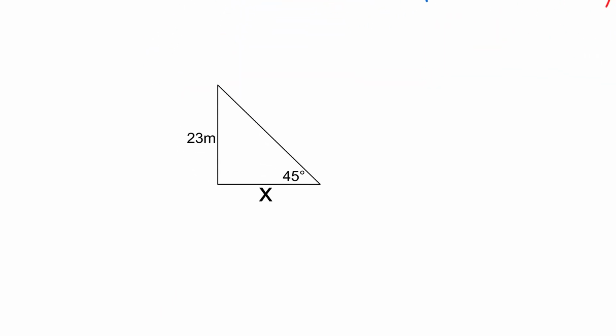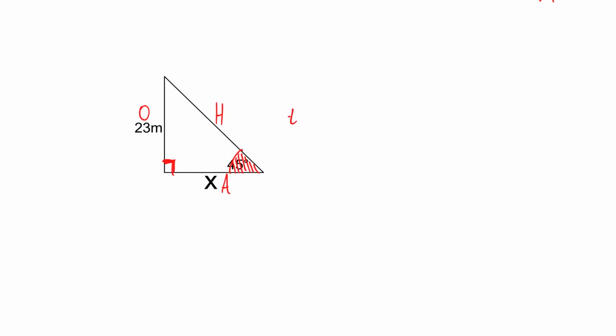Okay, on this last one here, all right, so here is the right angle. Here's the angle I'm going to be using. Which one's the H? The blank one, where's the A? X and the O? 23. All right, so the tangent of 45 degrees equals, how long is the opposite? 23 over how long is the adjacent? X.